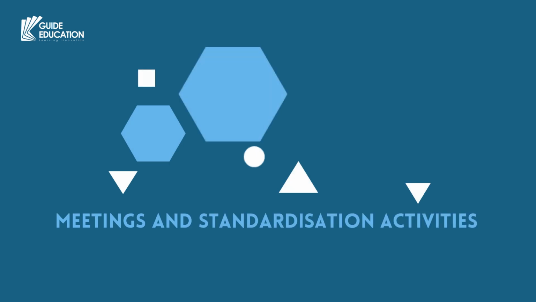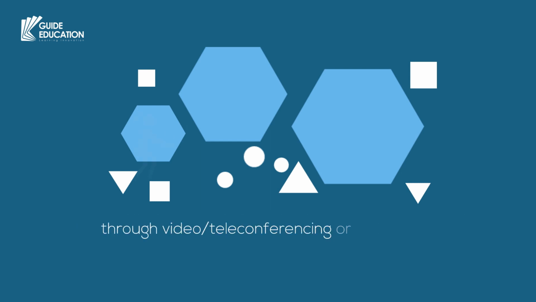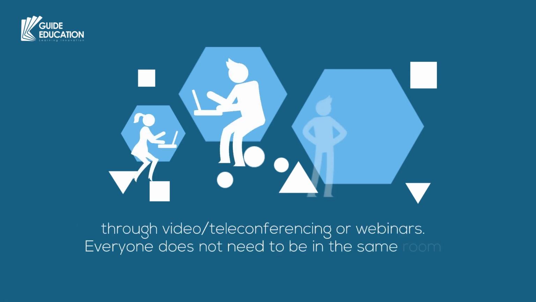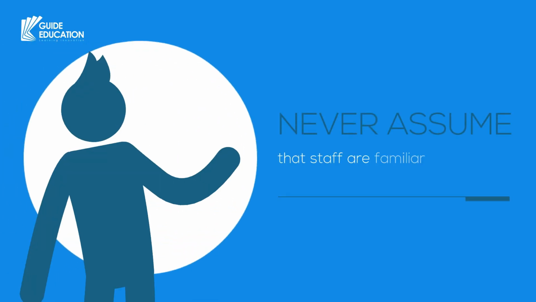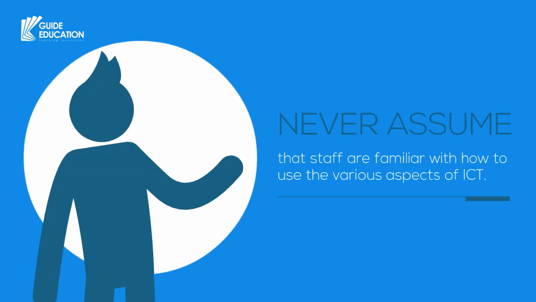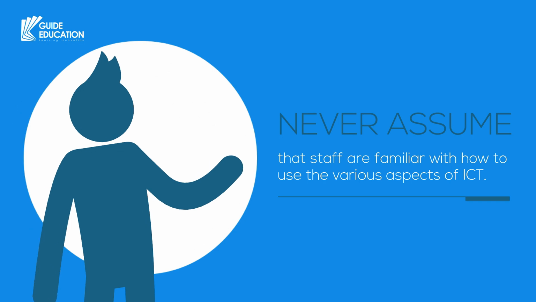Meetings and standardisation activities could also take place remotely, for example through video or teleconferencing or webinars. Not everybody needs to be in the same room at the same time for activities to be effective. Materials could be produced and circulated electronically prior to the remote meeting and then discussed when everyone is accessible. Never assume that staff are familiar with how to use various aspects of technology. Training sessions may need to be carried out and resources might need to be updated to support their use.